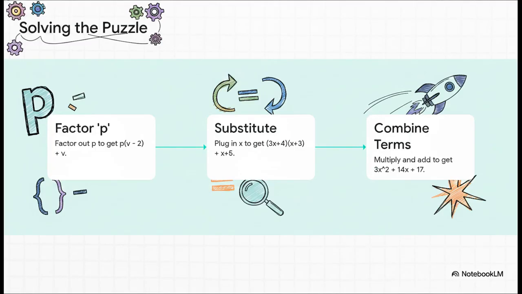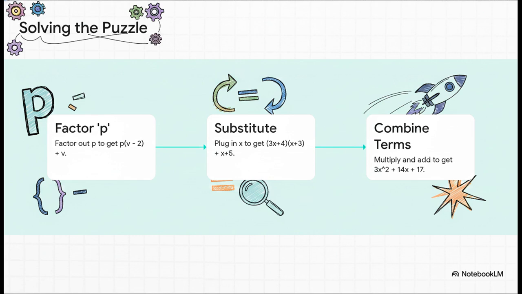Let's walk through this shortcut together. Step 1, we take that scary expression, pv minus 2p plus v. Notice how those first two terms share a p? Let's pull that right out. We factor out the p to get p times the quantity v minus 2, leaving that extra plus v tacked onto the end.